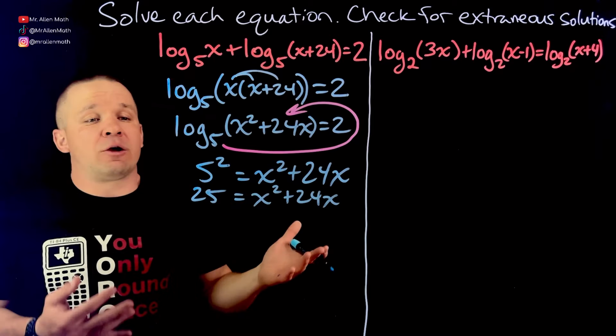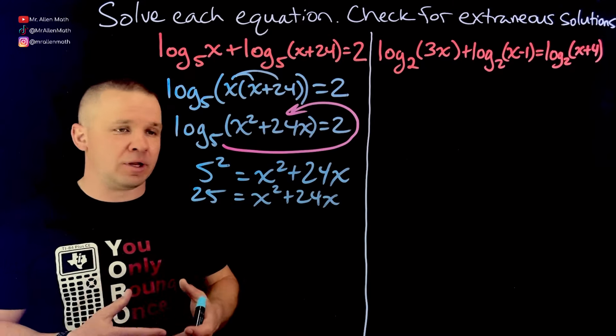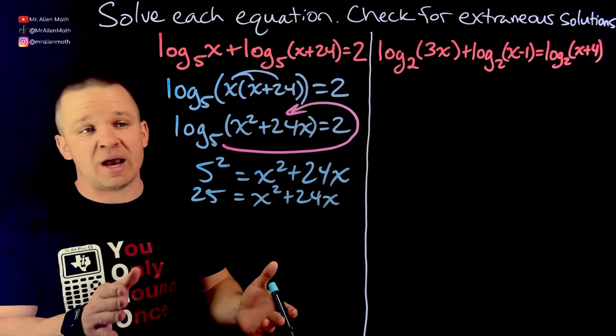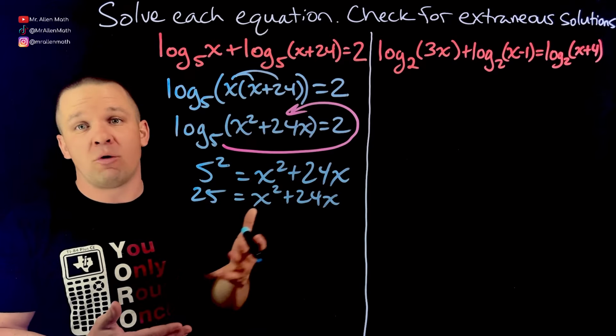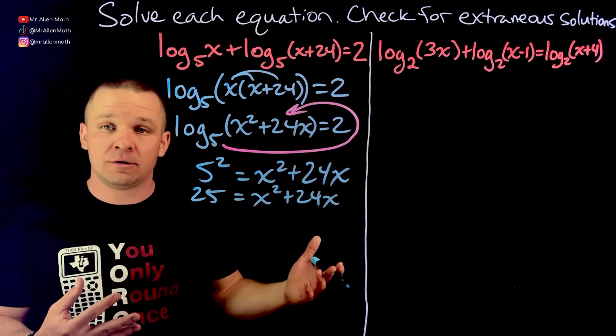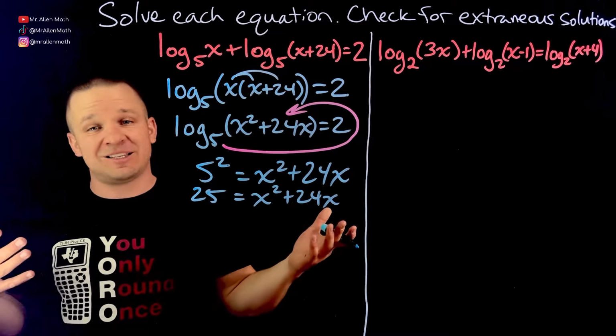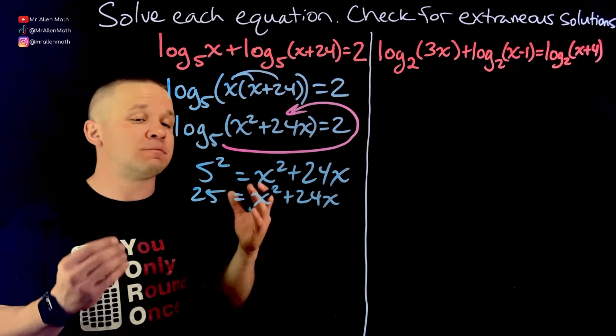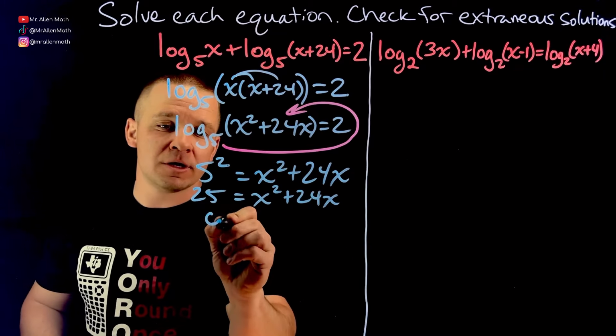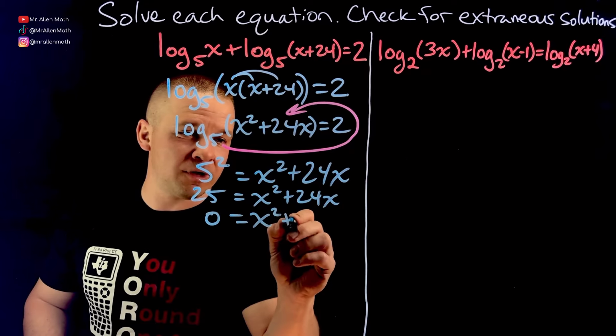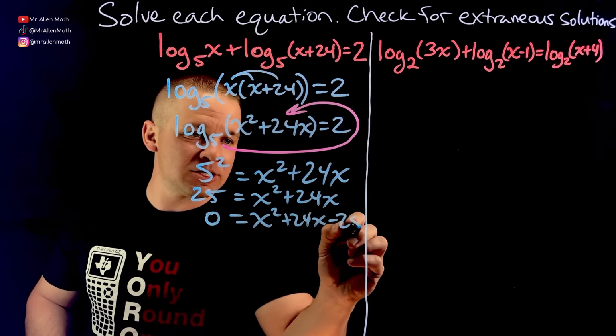All right, I got a quadratic. What do we do here? Oftentimes we panic. We're like, oh my God, I've never seen something like this. Yes, you have, since freshman year probably, or 8th grade, or whenever you took Algebra 1, right? It's quadratic. We got to set that equal to 0, factor, and solve. So we got 0 equals x squared plus 24x minus 25.